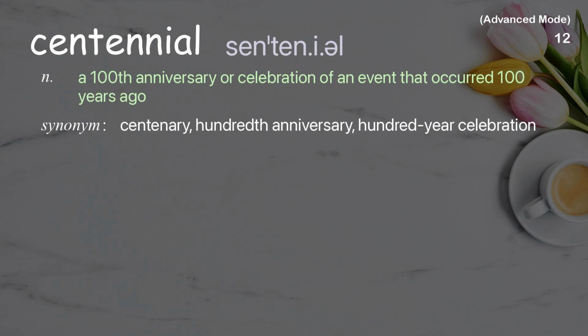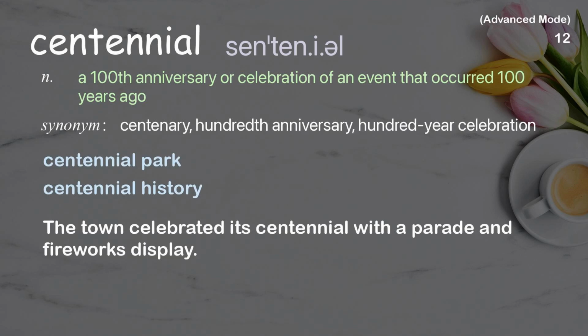Centennial. A 100th anniversary or celebration of an event that occurred 100 years ago. Examples: Centennial Park. Centennial history. The town celebrated its centennial with a parade and fireworks display.